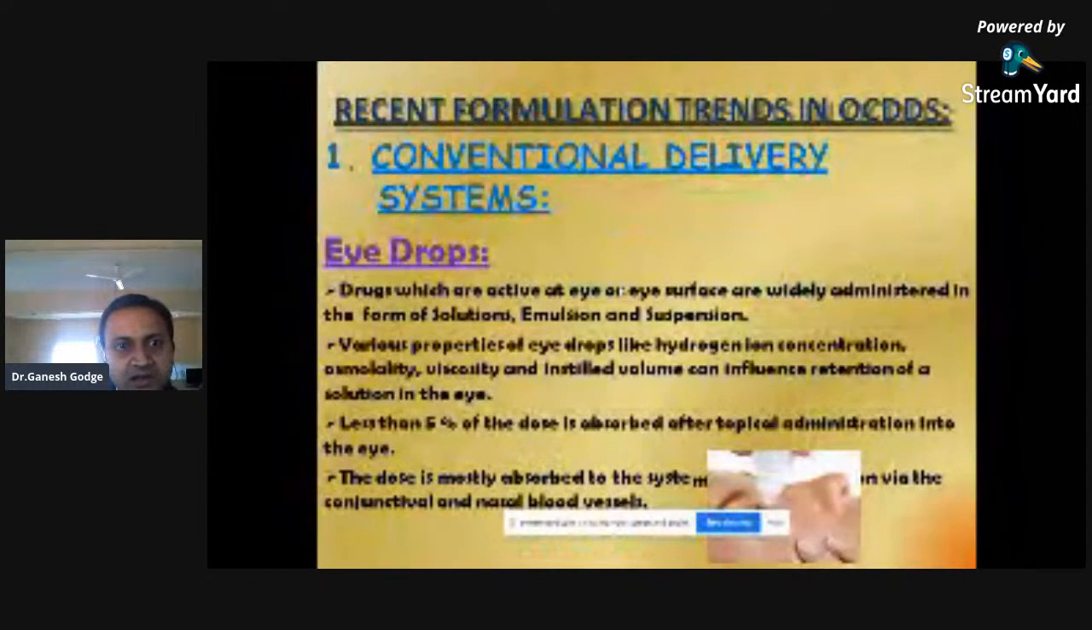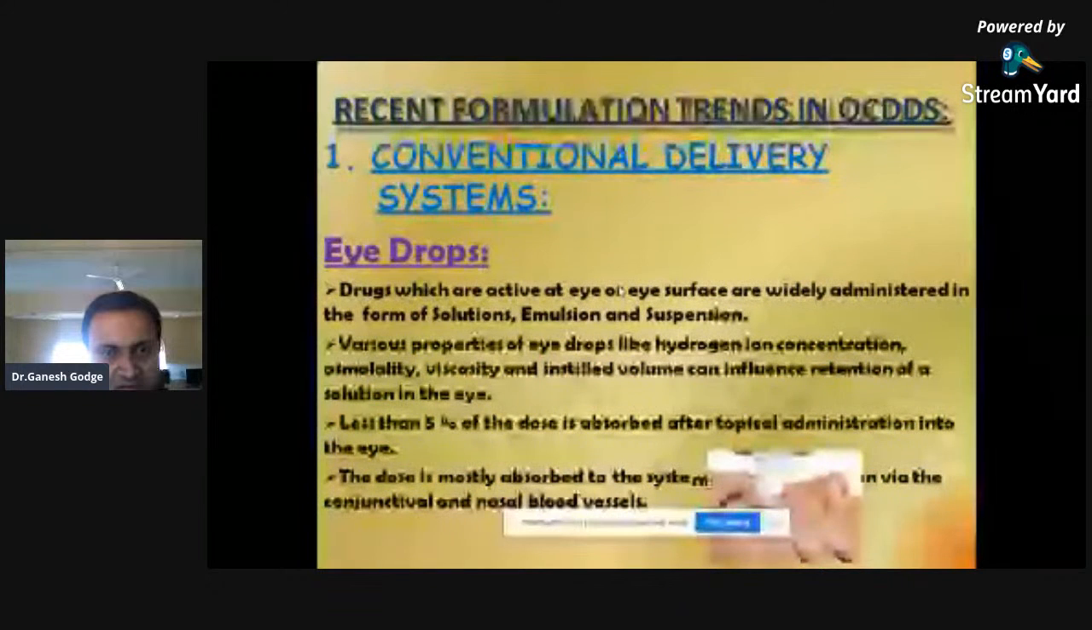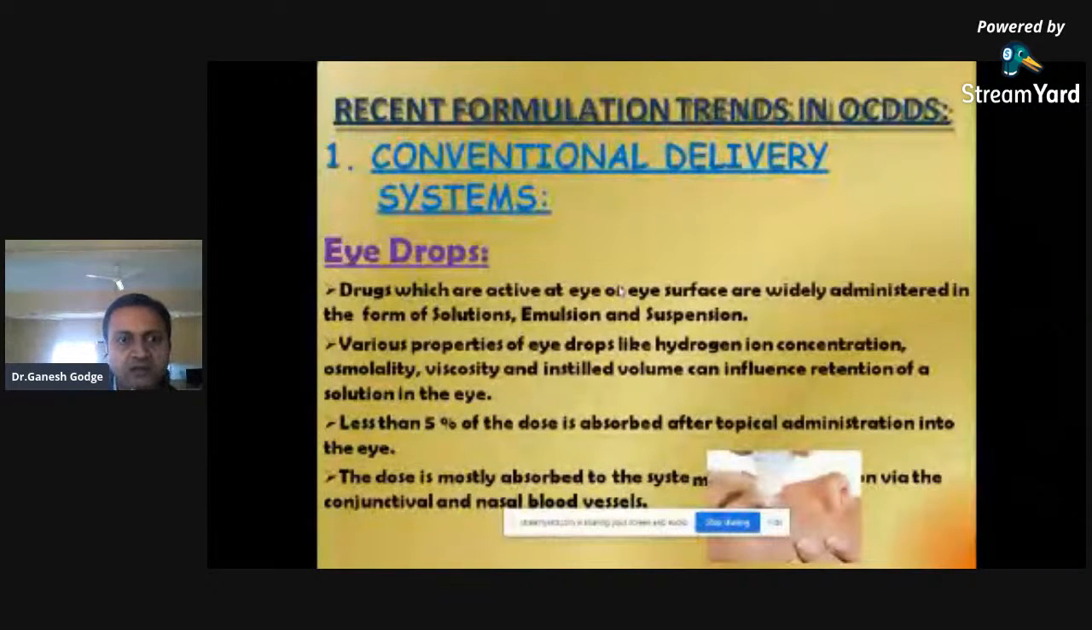Now, recent formulation trends in ocular drug delivery systems, ocular controlled drug delivery system. In short, let us start. We have to begin our discussion from conventional drug delivery systems, in which we should start from eye drops, which are very famous and popular since childhood. Many times we have used solution eye drops. They are a conventional drug delivery system for ocular treatment.